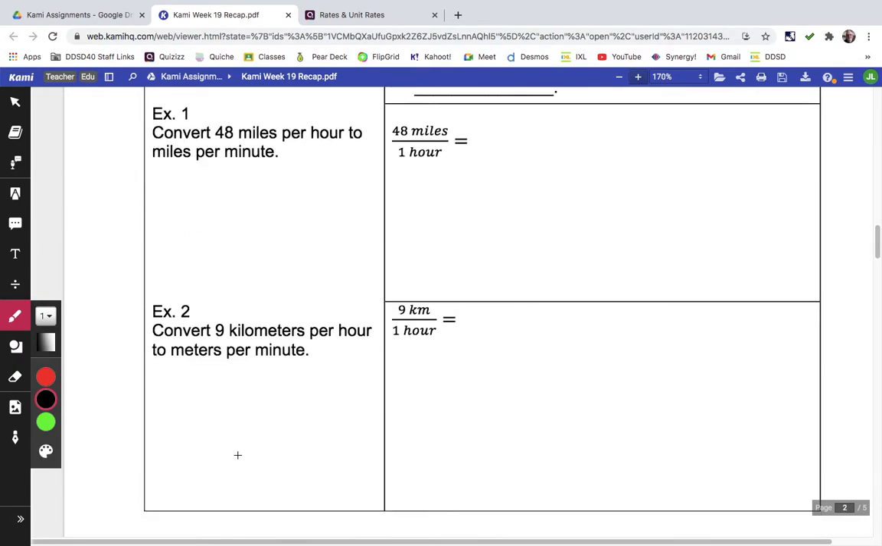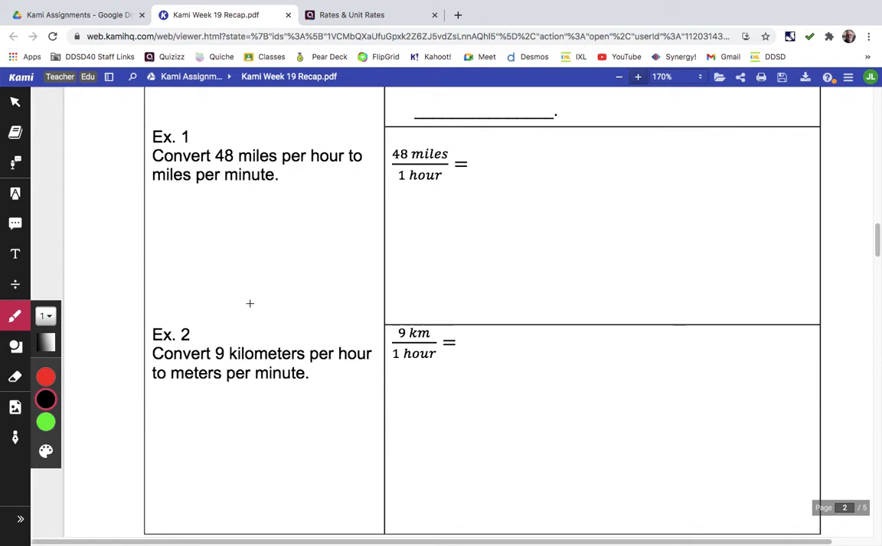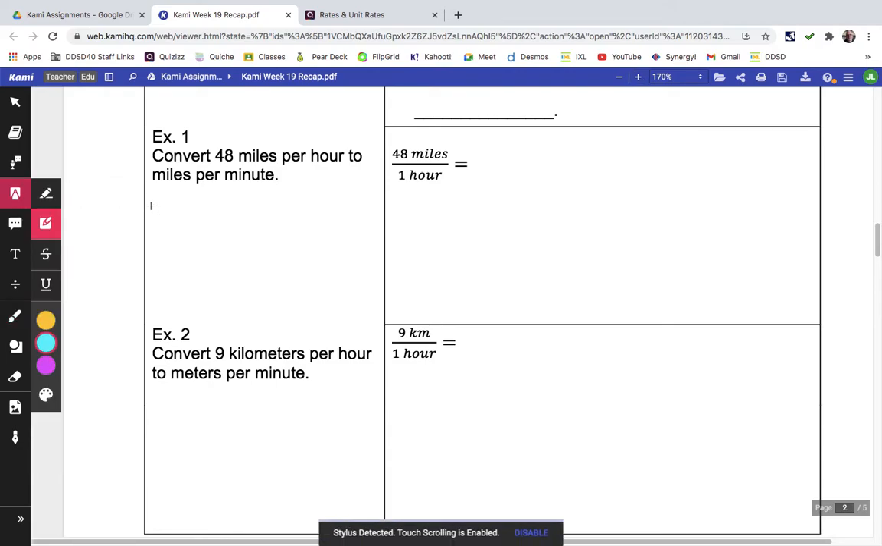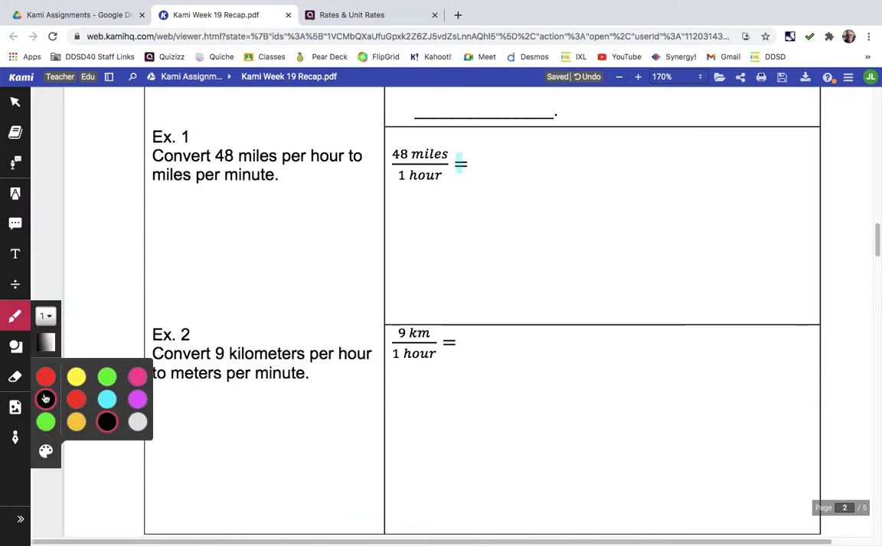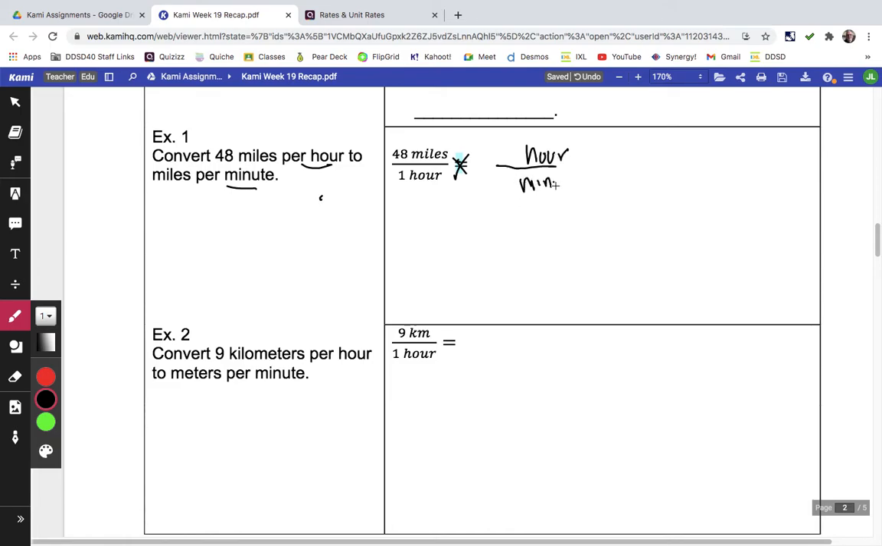So if I want to change 48 miles per hour to miles per minute, then I have to multiply by the correct one. Since I want to change hours to minutes, it's going to have hours as the numerator and minutes as the denominator, because I want to cancel out hours. So 1 hour is 60 minutes. And so I can cancel these out.